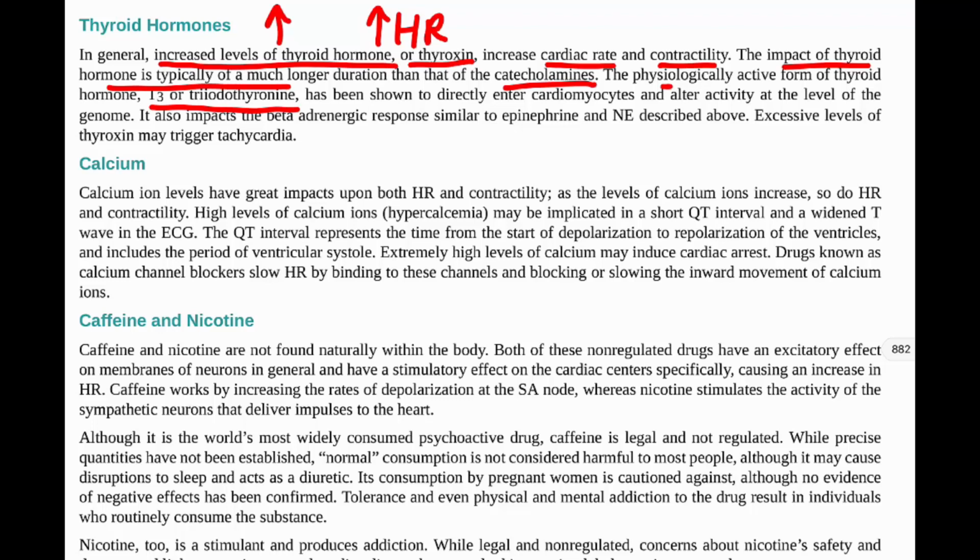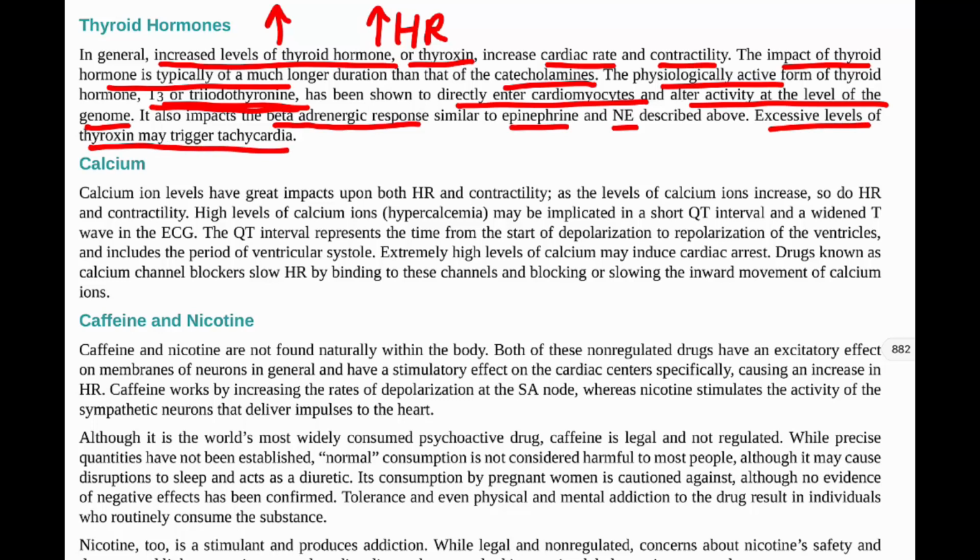The physiologically active form of the thyroid hormone, triiodothyronine, which I already mentioned, has been shown to directly enter the cardiac cells, the cardiomyocytes, and alter the activity at the level of the genome. So it takes longer, it's not as quick. It also impacts the beta-adrenergic response, similar to epinephrine and norepinephrine, as we just described. So it does impact that, but it also goes all the way down into the heart cells to affect them genetically.